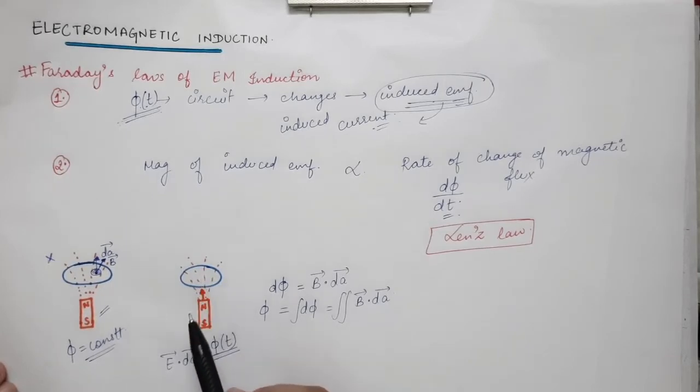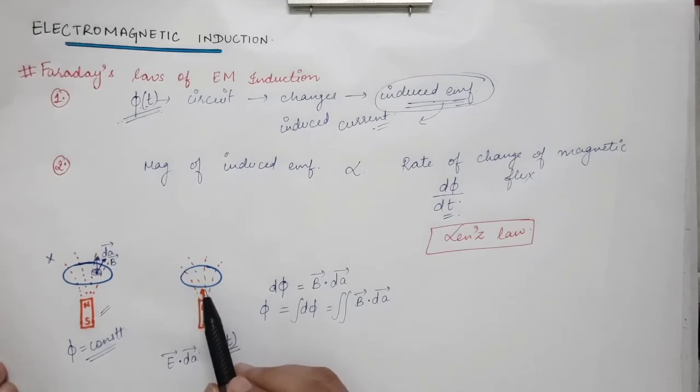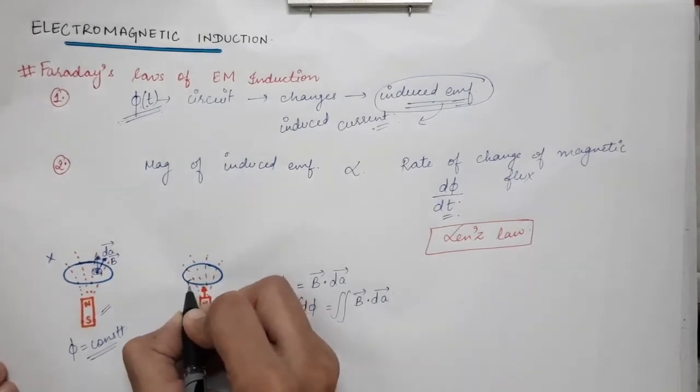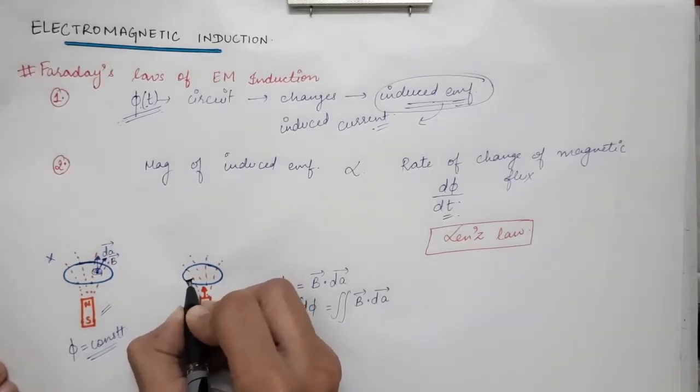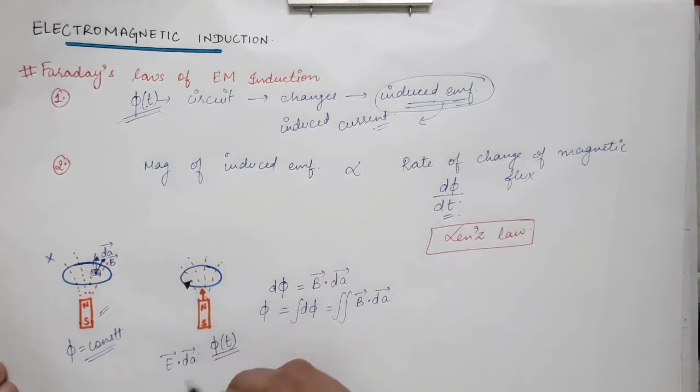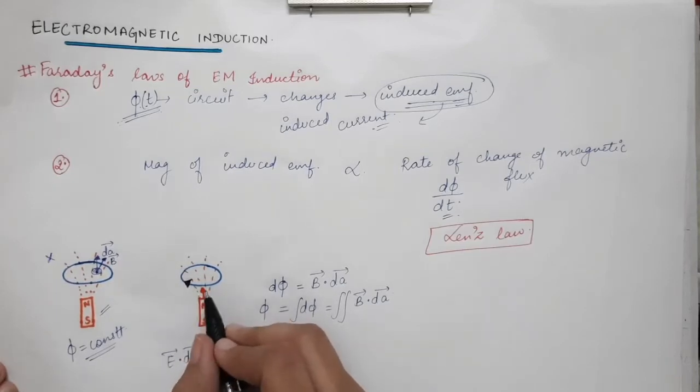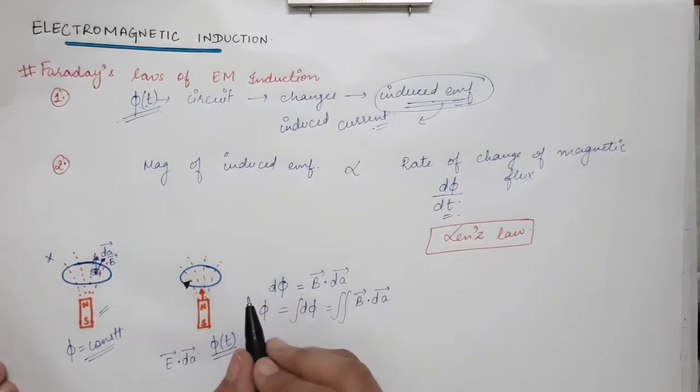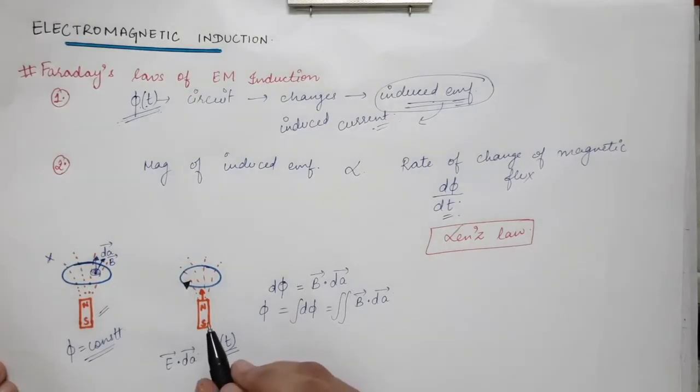So what will be the direction of the induced current? The direction of induced current should be in a way that it produces a magnetic field in the opposite direction, meaning in the downward direction. And a magnetic field can be produced in the downward direction if the current flows in clockwise direction. So if the current flows in clockwise direction, an additional magnetic field will be produced in the downward direction, and hence this current will oppose the cause of its production.